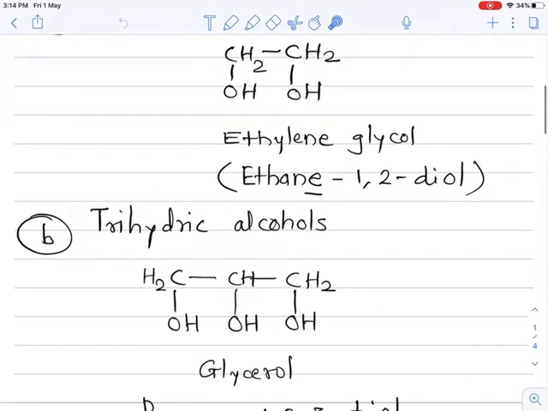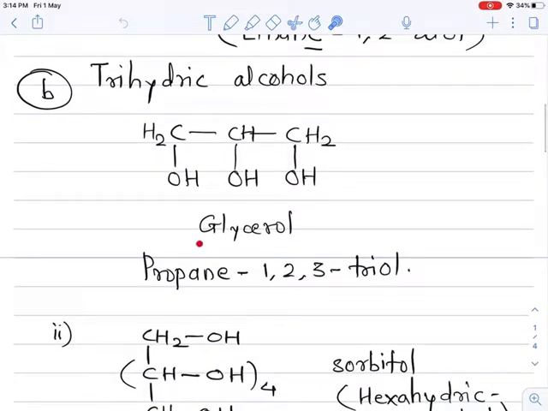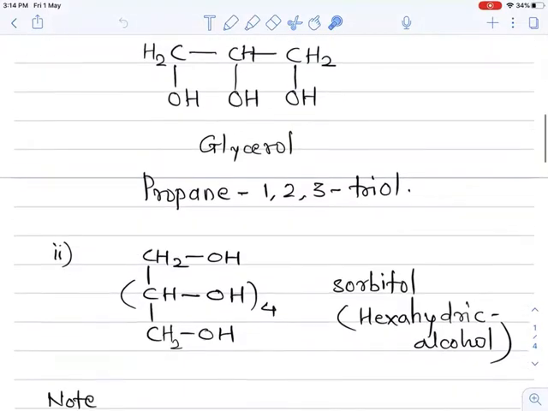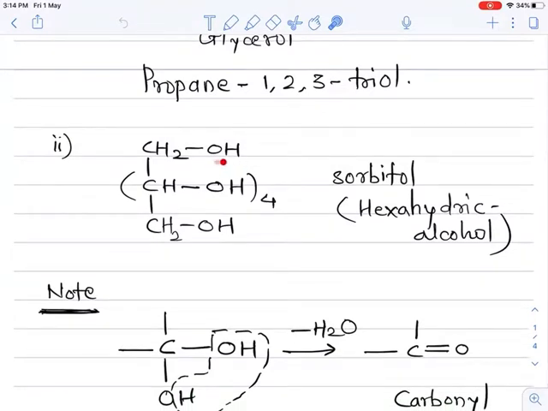Next one, trihydric alcohols. Trihydric means 3 OH group containing alcohols. So in this molecule 3 OH groups are present. So this is the example of trihydric alcohol. Its name is glycerol and its IUPAC name is propane 1,2,3-triol. One more example is there, a 6 OH group containing compound, CH2OH, CHOH 4 times, CH2OH. This is the condensed formula of sorbitol. This sorbitol is an example of hexahydric alcohol.